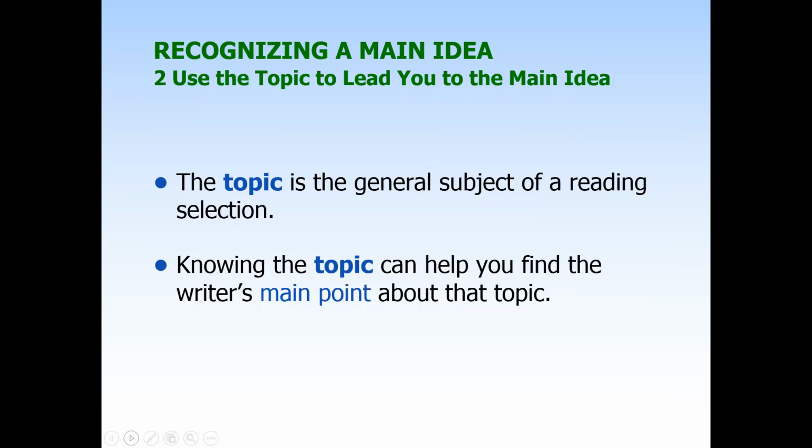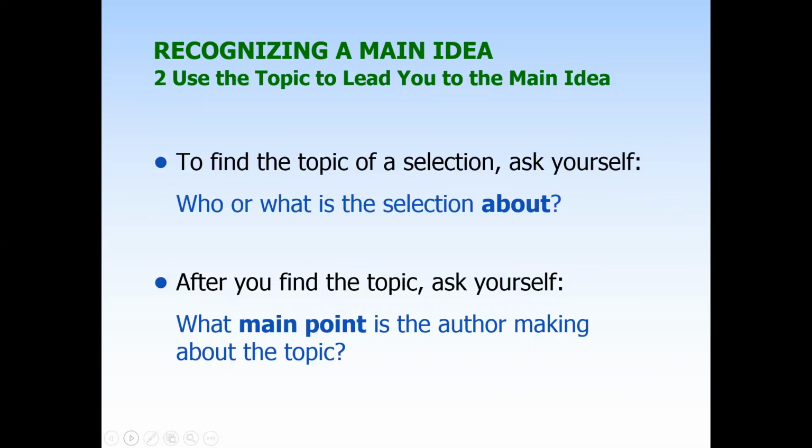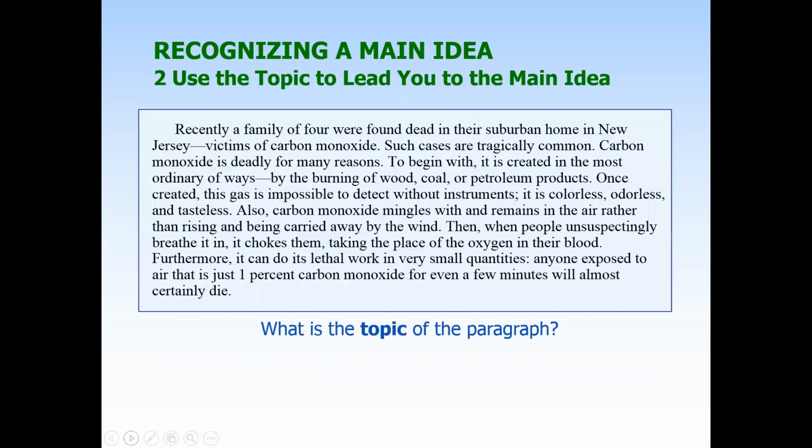Number 2 strategy was use the topic to lead you to the main idea. If we looked at the topic of the reading selection, we realized that the topic was TV violence. So who or what is the selection about? And then after you have found that main topic, what's the main idea? What's the point that the author's making about the topic? Let's look at this paragraph.